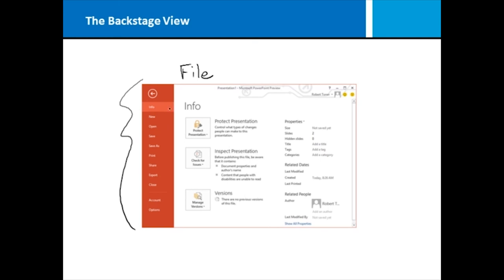On the left-hand side of the Backstage View, you've got some menus, and these are your common file management features, things like opening files, saving files, printing, and so on. Under here, you can also go in and set some options related to Microsoft PowerPoint.